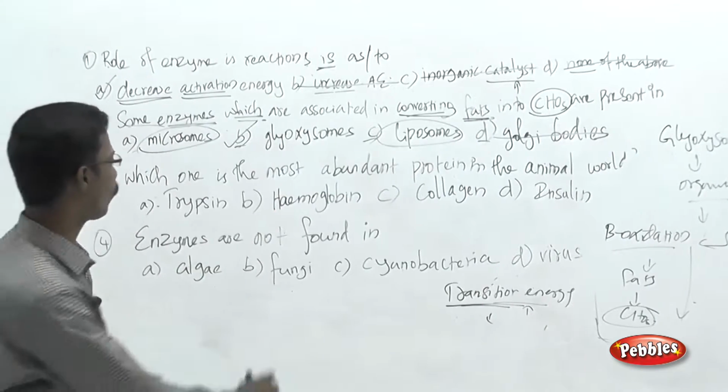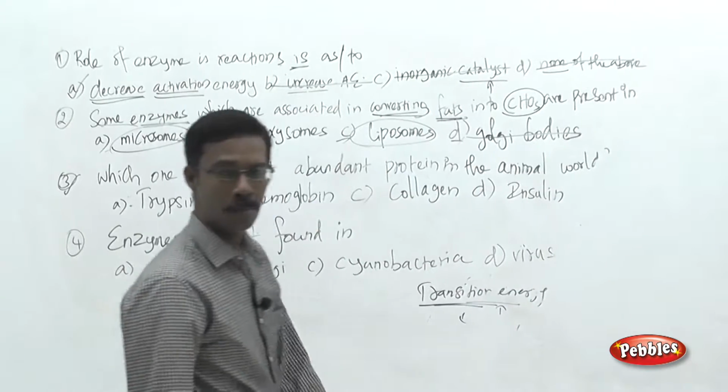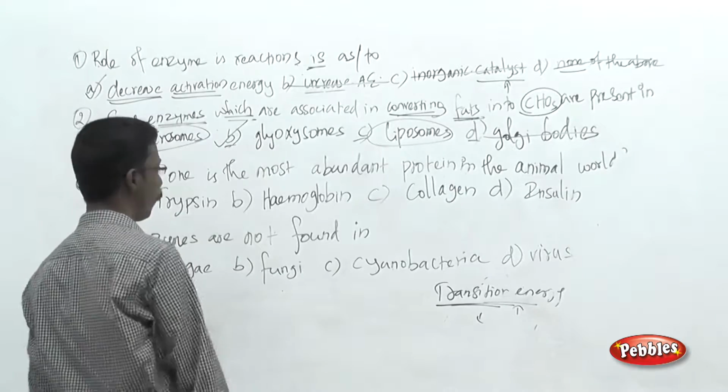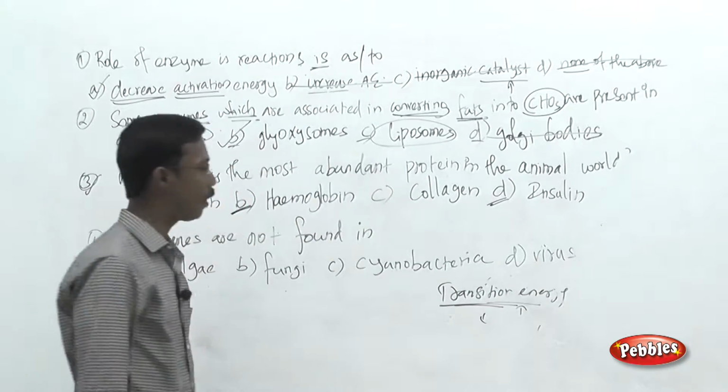Which one of the proteins is most abundant in the animal world? Which protein is most abundant or enormous in the animal world? So there are 4 choices for you. So the easiest choice you will pick is insulin and hemoglobin.